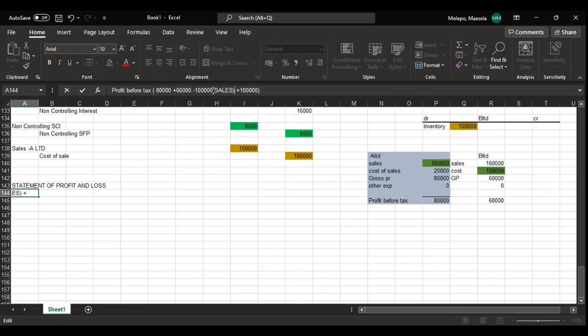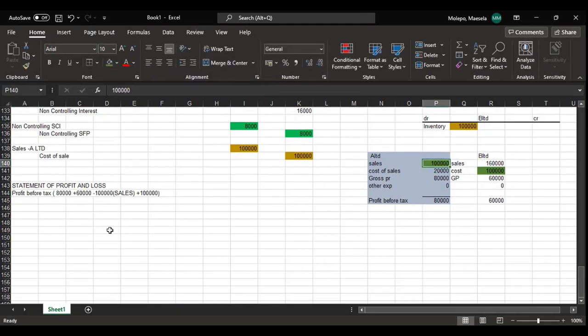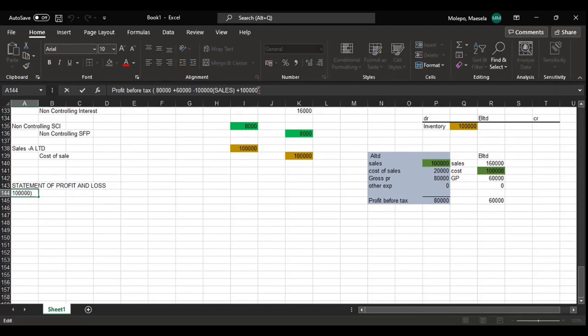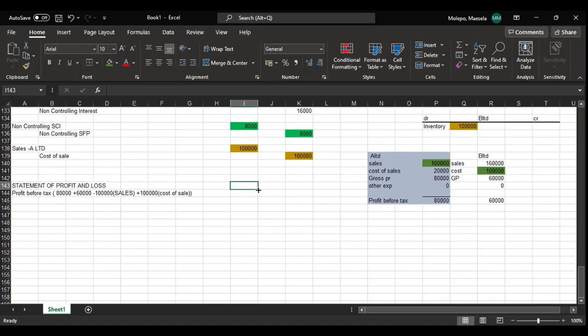Okay, sir. It was added when we were doing our calculation here. Then the other 100,000, which was subtracted, now we're going to add it back, which this one was for inventory or cost of sale. Cost of sale. Is it clear? This 100 at 100. Yes, sir. All right. Then are we happy with our 80 plus 60 minus 100 plus 100? Yes, sir. Now we proceed further.